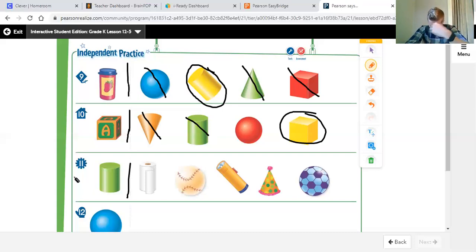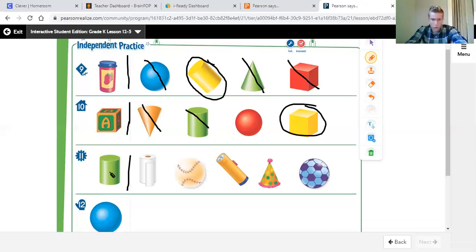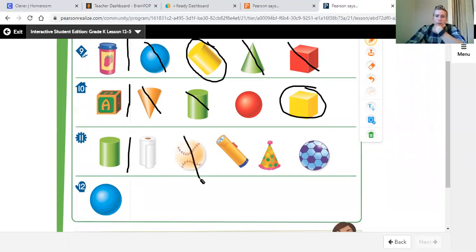Now, number 11, they want you to tell me the name, shout it out, this name right here, this green shape. And then draw a circle around all the objects over here that look like that shape. So there might be more than one on this one. This is a sphere, so no way. This is a cone. I see another sphere. This flashlight definitely looks like a cylinder. This paper towel definitely looks like a cylinder.